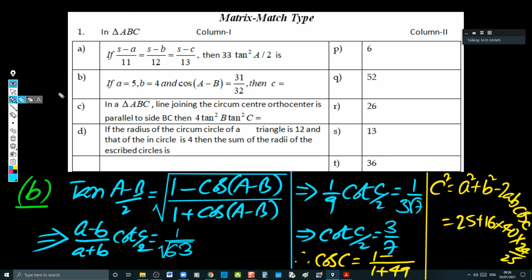This also cancels. 1 minus 49 by 9 means 9 minus 49. It is 9 plus 49, so minus 40 by 58, you will get it now. The value of cos C. So it is 3 by root 7.